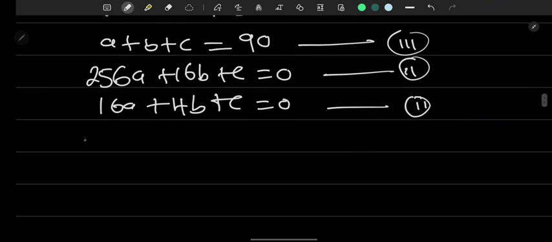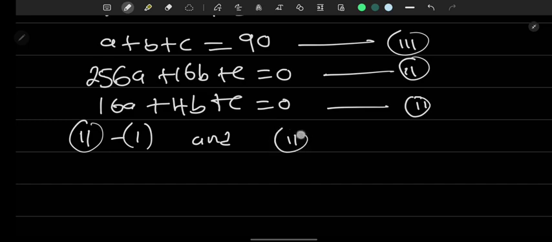Starting with, let's say, equation 2 minus 1 and 2 minus 3. Okay, so I'm just combining two equations together. The first one, I considered equation 2 minus 1, and then equation 2 minus 3. So let's start with equation 2 minus 1.